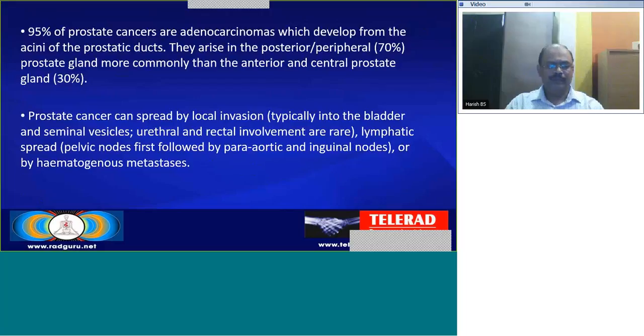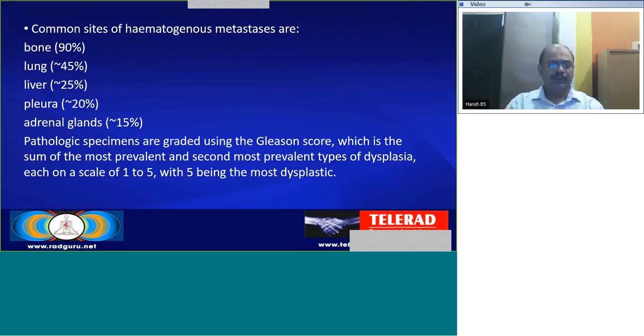Lymphatic spread can occur to pelvic lymph nodes in the para-aortic and inguinal regions, and there can be hematogenous metastasis. The common sites of hematogenous metastasis according to incidence is the bone, where it occurs in 90% of the cases, lungs 45%, liver 25%, pleura 20%, and adrenal glands 15%.